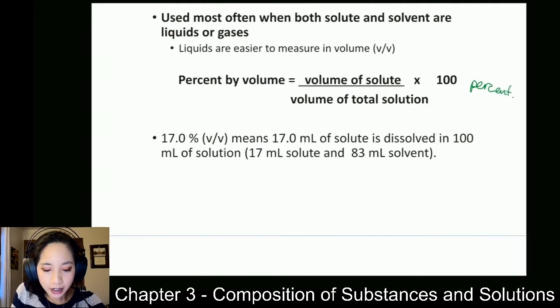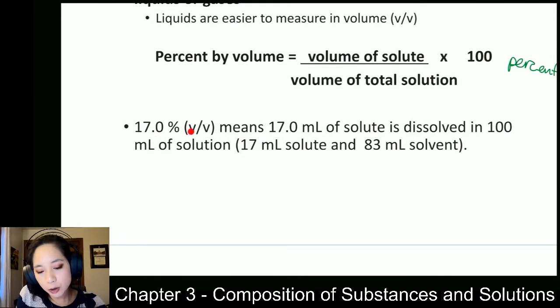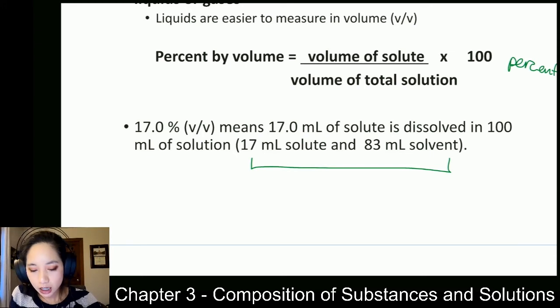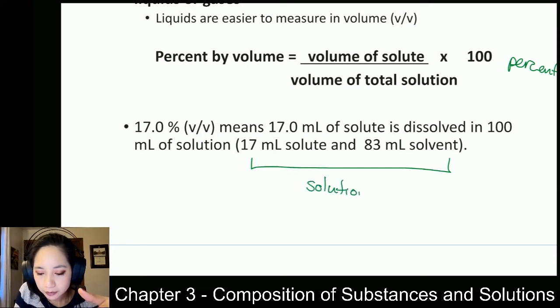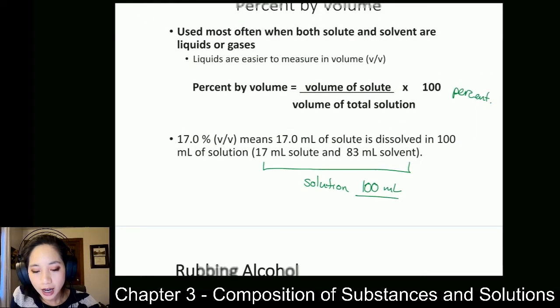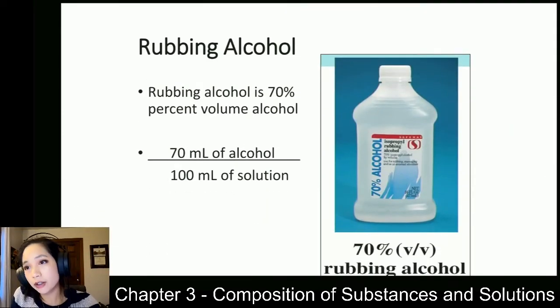As an example, if we had a 17.0% concentration, oftentimes we'll put V over V to mean volume percent by volume. That means there's 17.0 milliliters of solute, which can typically be measured as a liquid, dissolved in a total of 100 milliliters of solution. If the solution is 100 milliliters, 17 milliliters is your solute and 83 milliliters is your solvent. So percent by volume, you just think about solute in terms of volume. An example is something like rubbing alcohol.